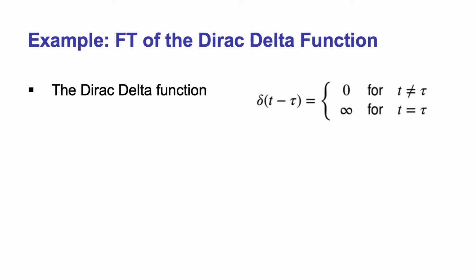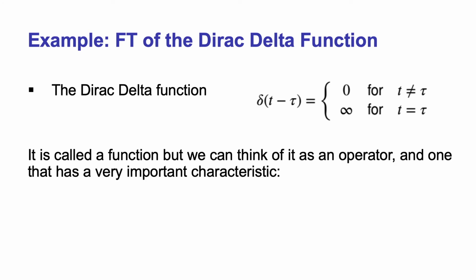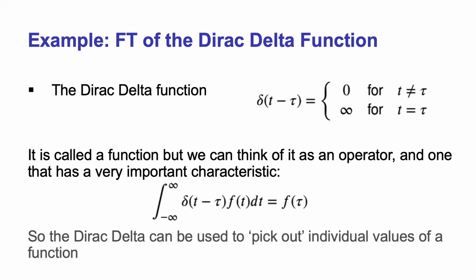The Dirac delta is called a function, but we can think of it also as an operator. This is because one important property of the delta function is that when multiplied by a function f of t and integrating this product from minus infinity to infinity, it returns the value of said function f evaluated at the time at which the delta is located, in this case tau. Hence, this operation allows us to sample individual values of any function at the location of the delta.